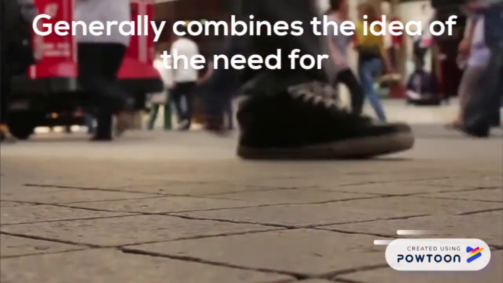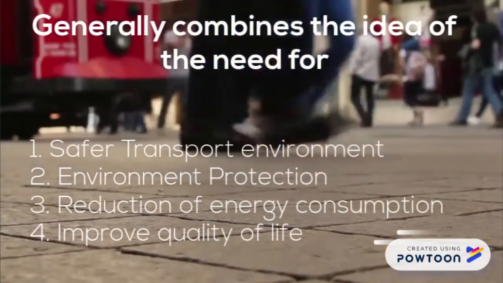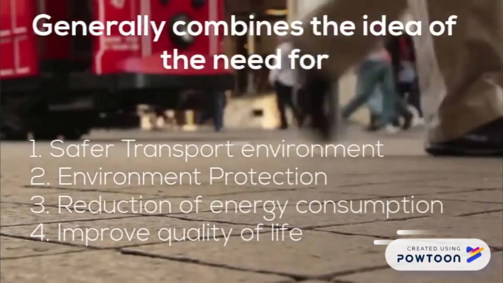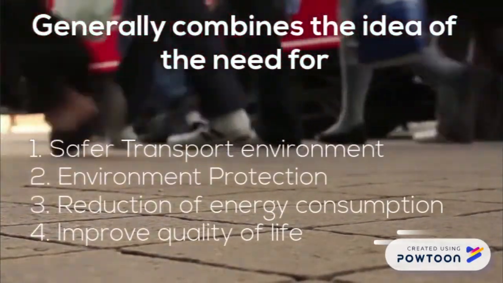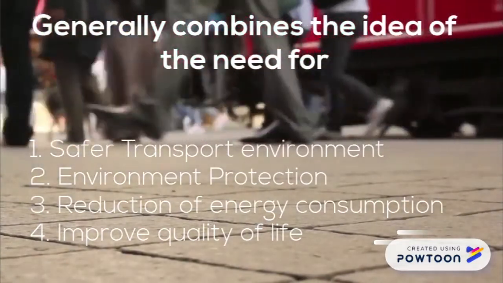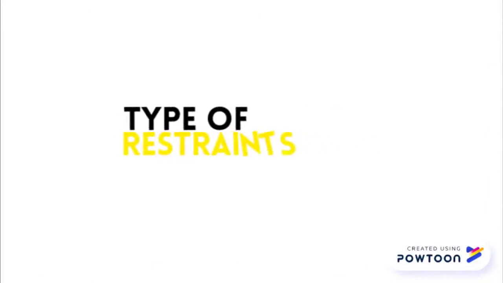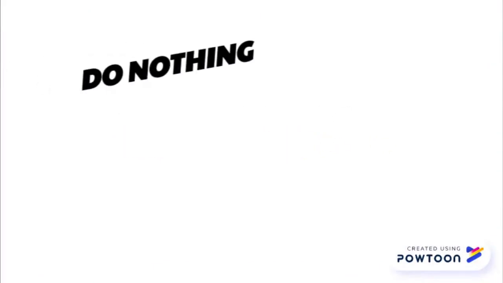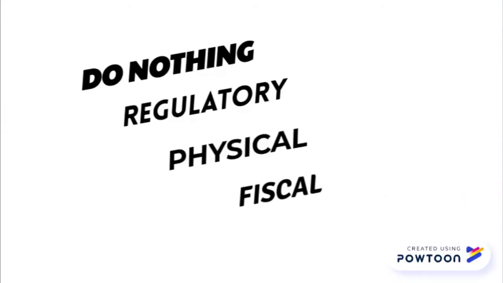Generally combines the idea of the need for: 1. Safer transport environment. 2. Environment protection. 3. Reduction of energy consumption. 4. Improve quality of life. Types of constraints: do nothing, regulatory, physical, fiscal.